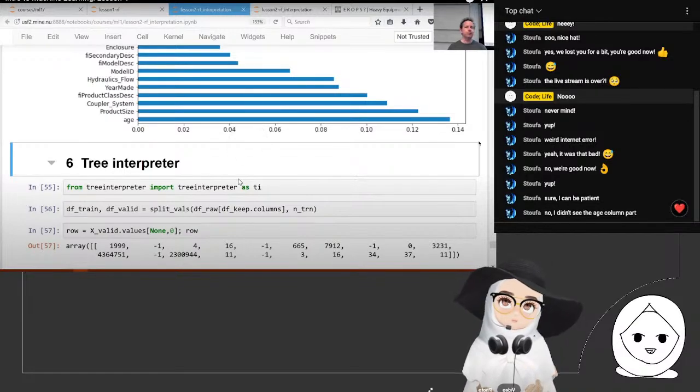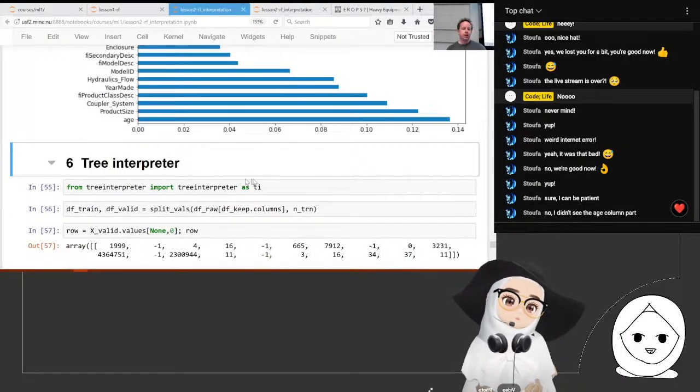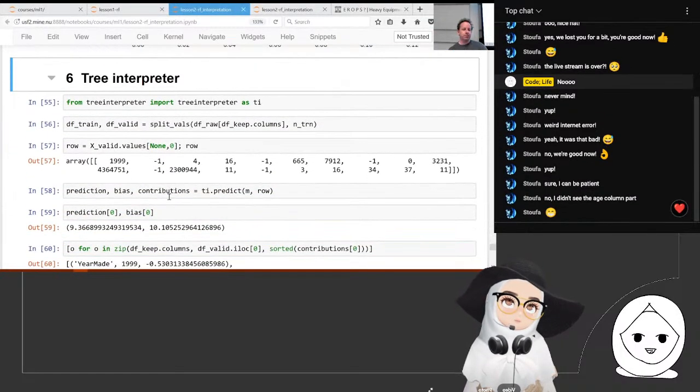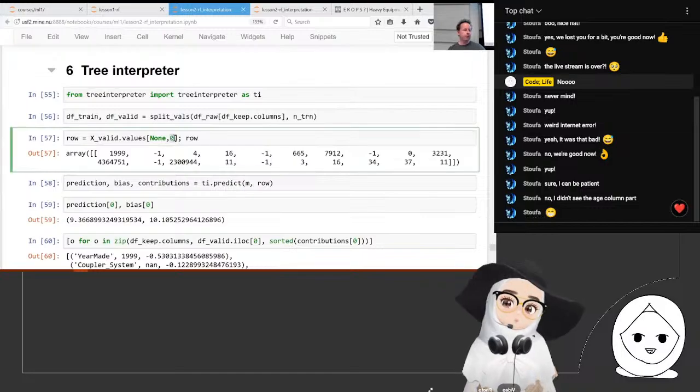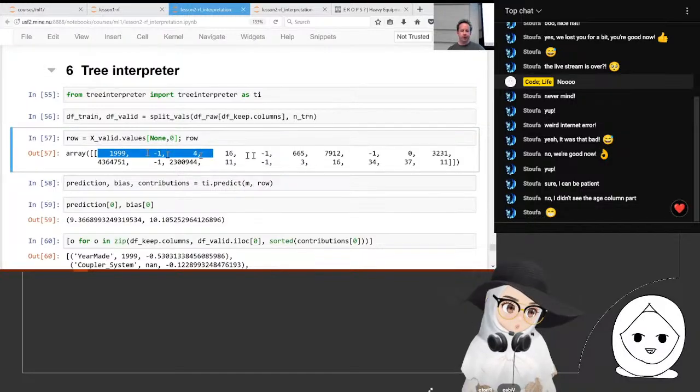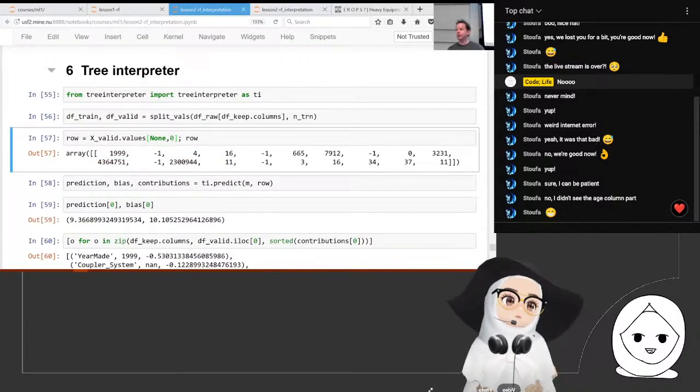When you get a prediction from some model, and somebody asks why, this is where we use a method called tree interpreter. What tree interpreter does is it allows us to take a particular row. In this case, we're going to pick row number 0. Presumably this is like a year made. I don't know what all the codes stand for, but here are all of the columns in row 0.